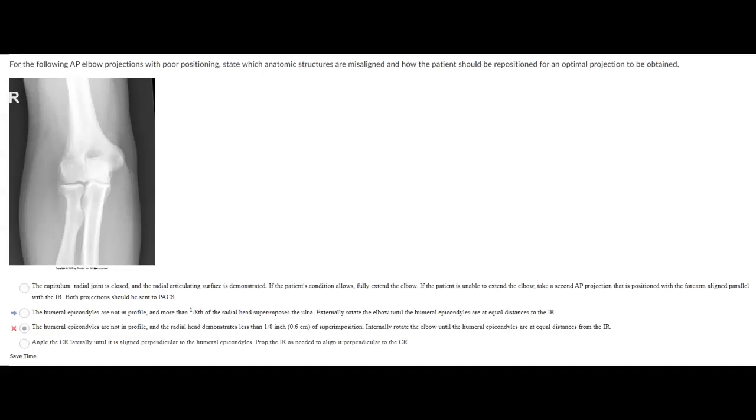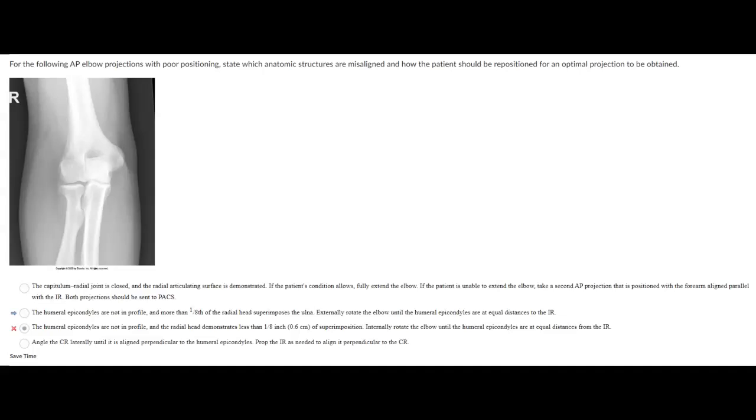Hello everyone. I took a look at your quizzes this week and I noticed that we kind of were on the struggle bus for the elbow. So I just wanted to review the quiz with you for a second with image evaluation criteria.